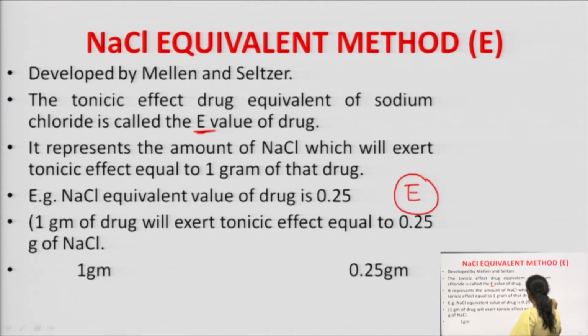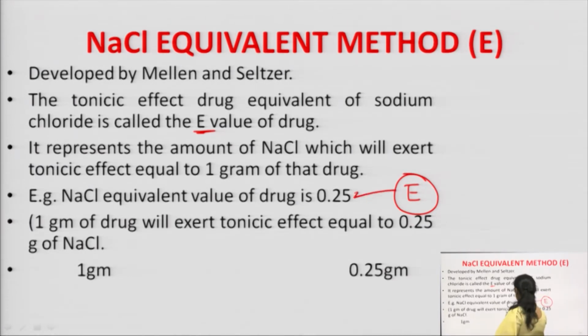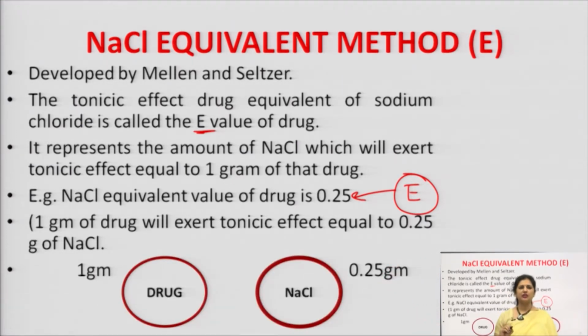If E value of any drug is 0.25, it means 1 gram of drug will exert tonic effect equal to 0.25 gram of NaCl. I will repeat, 1 gram of the drug is having the NaCl equivalent of 0.25 means 1 gram of drug will exert tonic effect equal to 0.25 gram of NaCl.